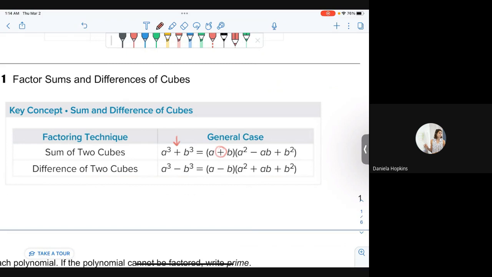The difference of two cubes is where you're subtracting them, and so your first factor will have a minus, and then the other factor has a plus. So notice there is always one minus in these factored forms, but for the sum it comes second, and for the difference it comes first.